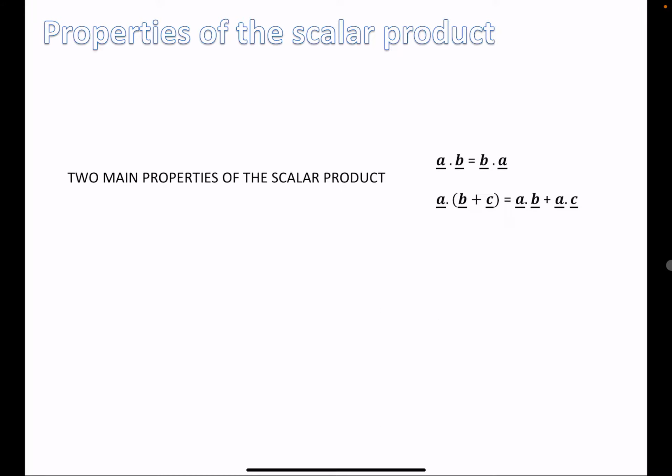Okay, so properties of the scalar product. Again, if you were looking for something like a dot b, it is exactly the same as b dot a. If you have something like the second one, a dot in brackets b plus c, it is what you'd think. It's not like your trigonometric expansions where there's a whole different formula. It is literally just a dot b plus a dot c.